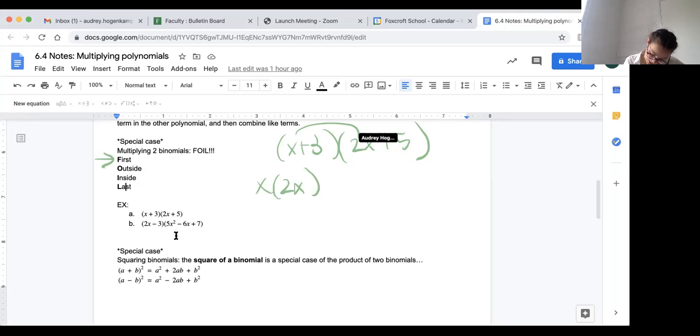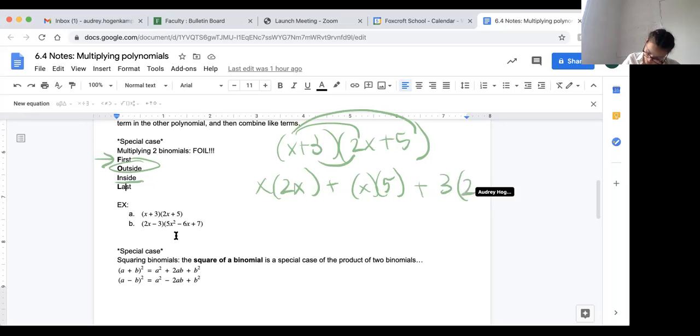Then we want to multiply our outside terms, which are this x and this 5. So plus x times 5. Next, we have inside. Our inside terms are this 3 and this 2x. So plus 3 times 2x. And then last, we have our last terms, which is going to be plus 3 times 5.